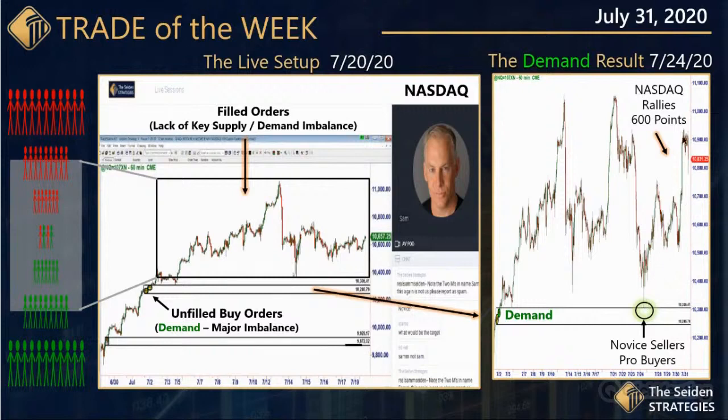Why was price able to rally 600 points or so? Because there was nothing to stop it, right? All of this trading activity here, which is in this novice space, opens up this area. There's no significant supply-demand imbalance on the sell side to stop this from happening. Make sense?